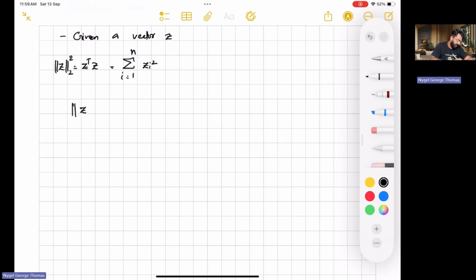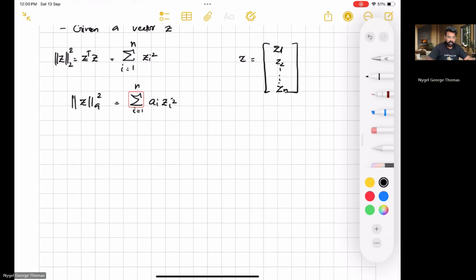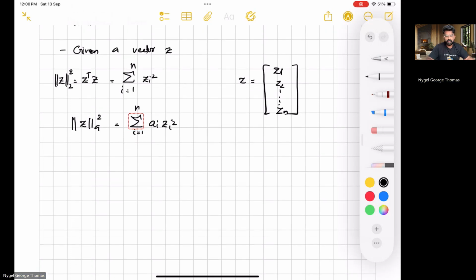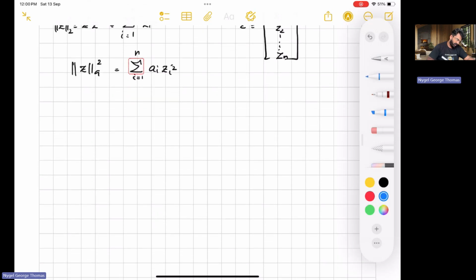And there is another form of Euclidean norm, this, where we have all the components of a vector, a_i z_i squared. What I mean is we have the z vector as z1, z2, etc., zn. This is the vector, and this is one of the examples of a norm. But a more systematic way of defining a norm is what we normally use, the definition of a norm.